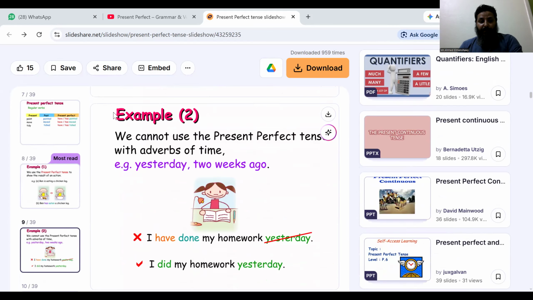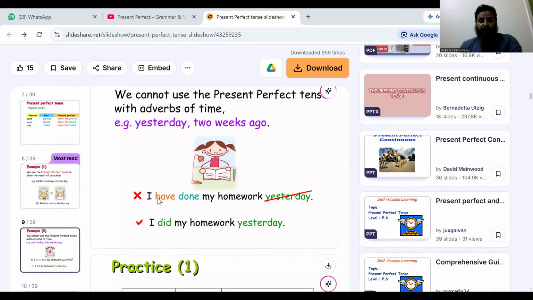Another example, we cannot use the present perfect tense with adverbs of time. For example, we cannot use yesterday or 2 weeks ago with the present perfect. Here, I have done my homework. Don't say I've done my homework yesterday, but you can say I did my homework yesterday. So you can use yesterday with the past simple. You can use the adverbs of time with the past simple, not the present perfect.